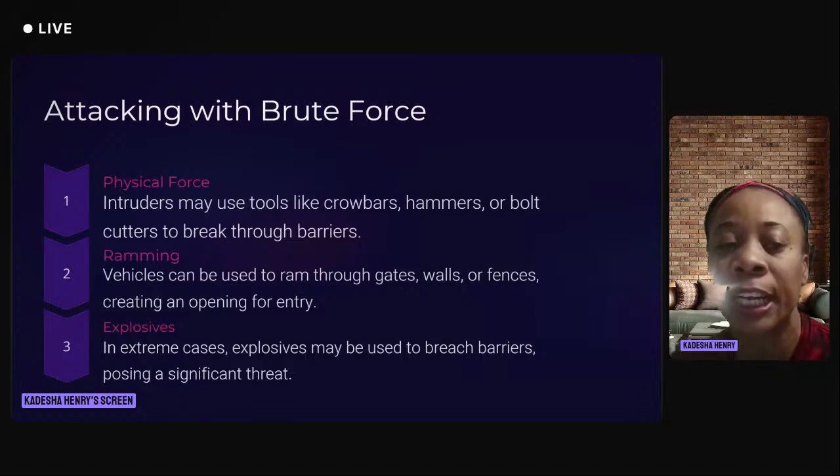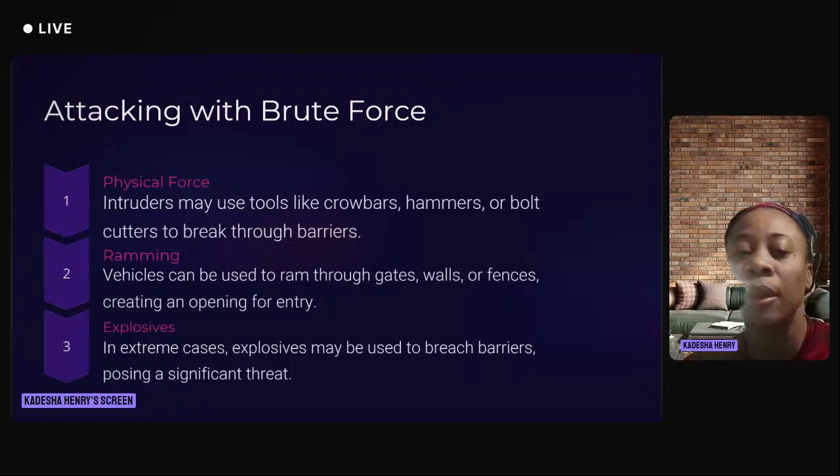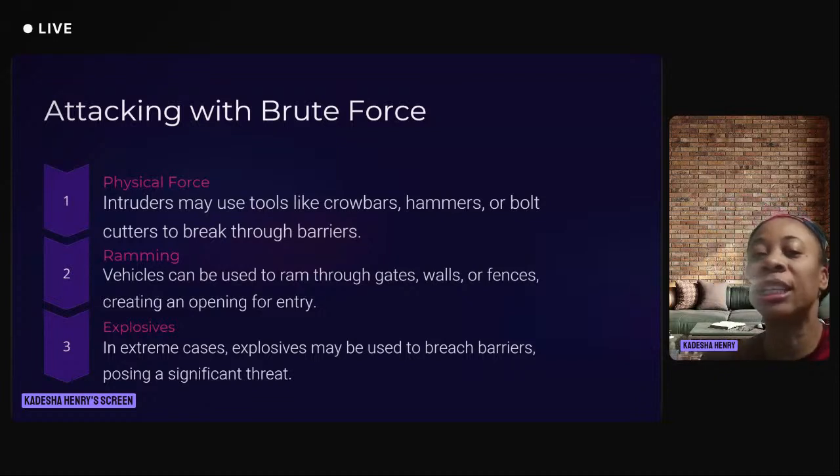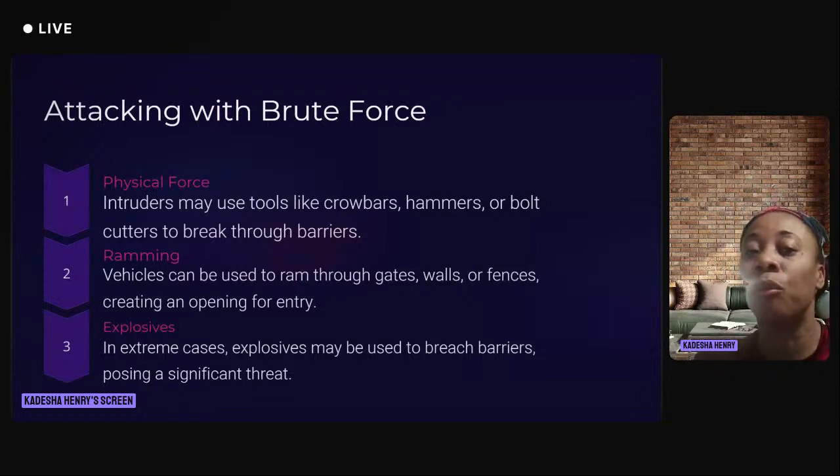Attacking with brute force. We said physical force is where intruders may use tools like a hammer or bolt cutter to break through barriers. So these are brute force. They are using whatever tools they have to break into the facility, into the building, into the storage. That's basically what a brute force attack is about: using different means and tools to get in.